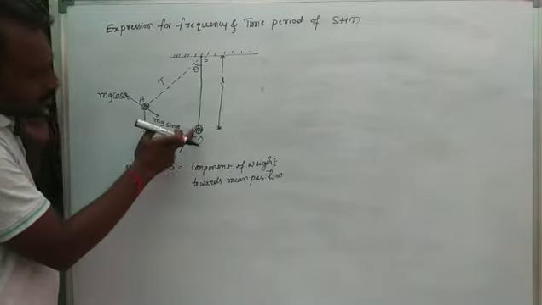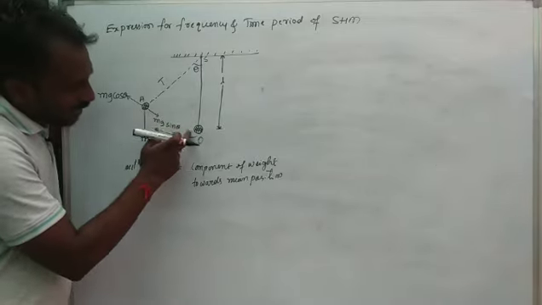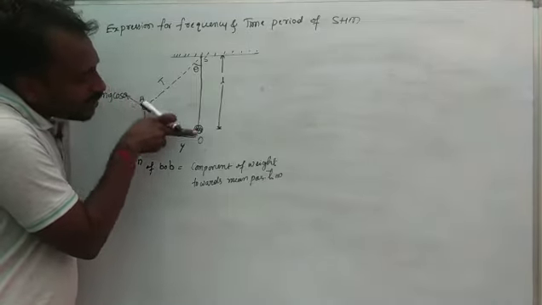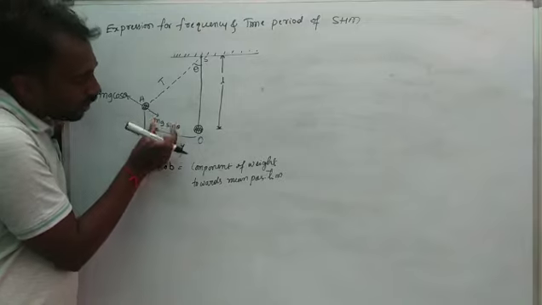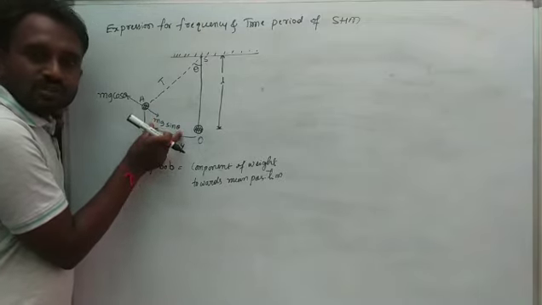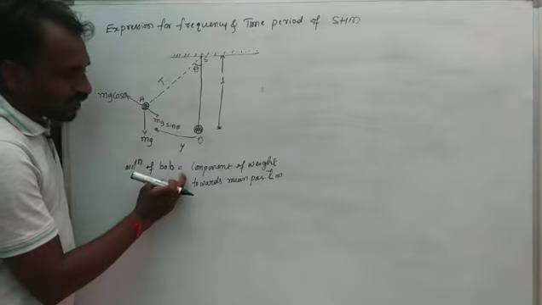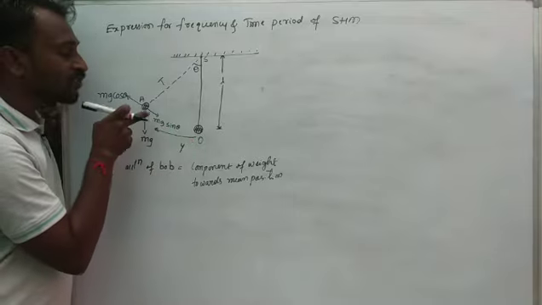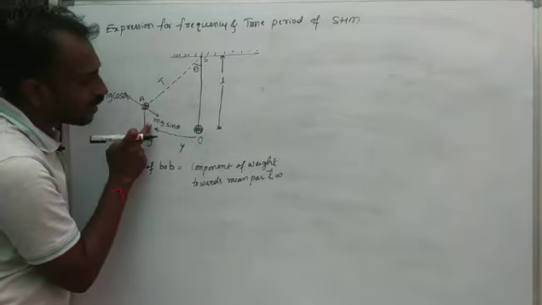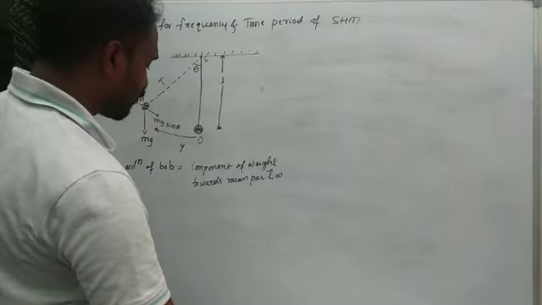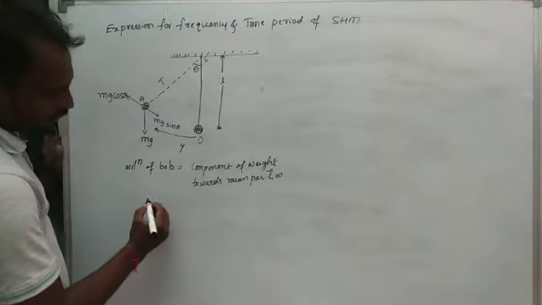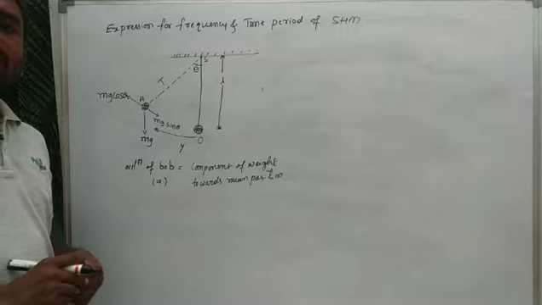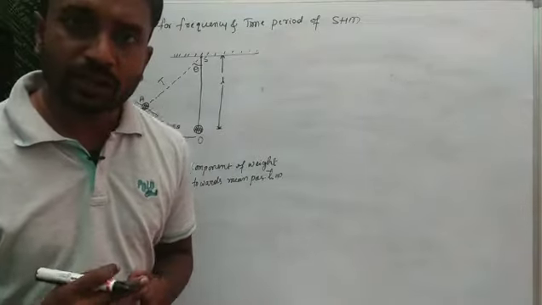It means suppose it starts oscillating, so the acceleration is directly proportional to the displacement, and the direction of this acceleration is towards the mean position. Towards the mean position, we consider mg sin theta. So the acceleration of the bob is equal to the component of weight towards the mean position, that is mg sin theta. Okay, and you already know that the acceleration of a simple pendulum is minus omega square into y.